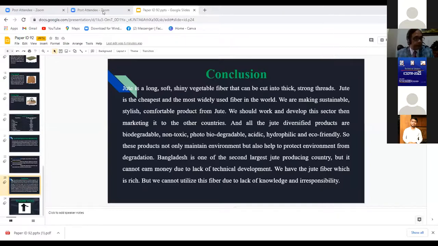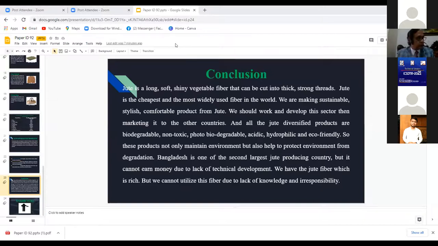A very good question comes from Najif Hasan Choudhury: recently the jute industries are being shut down. Which measures should the government take to cope with this crisis? Sir, basically, we face some problems because we can't earn money due to lack of technical development. It is the most important thing for us, because unless we remove the technical problems of this sector, we cannot survive.